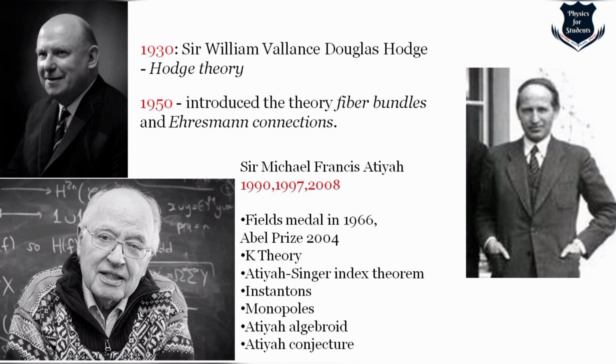However, I would tell you that he won both the Fields Medal and the Abel Prize. Particularly, Michael Atiyah is known for K-theory, the Atiyah-Singer index theorem, which deals further with instantons and monopoles, and the Atiyah algebroid and Atiyah conjecture. If you have read my interview with my professor Daksh Lohia, he encountered Sir Michael Atiyah in one of his discussions at Cambridge University, and he is a true genius.